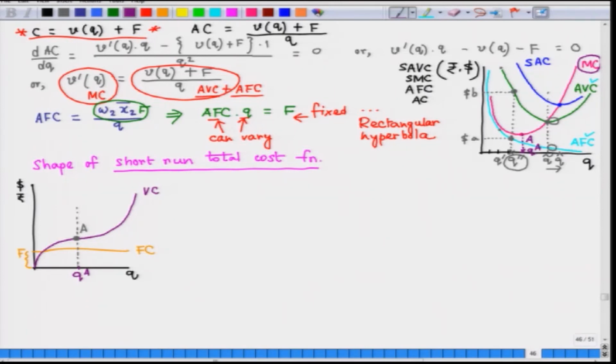Basically, to get the total cost, we can vertically sum them. Let us take different output levels, say this output level Q1, that output level Q2, and so on and so forth. If we take these output levels one by one, we go up to the variable cost curve to see the monetary expense to produce that level of output, and then we add the fixed cost amount. So, we are talking about a vertical sum, and if we do so, we get points like this here.